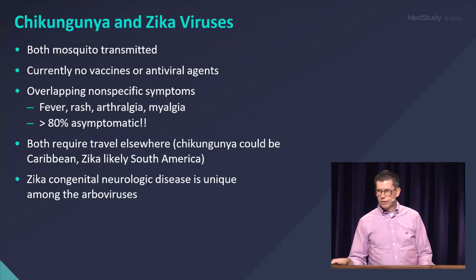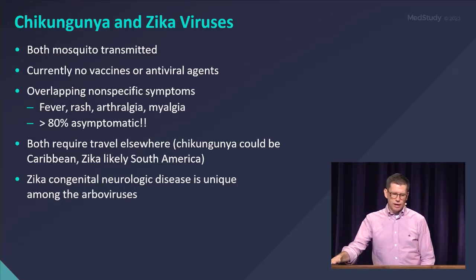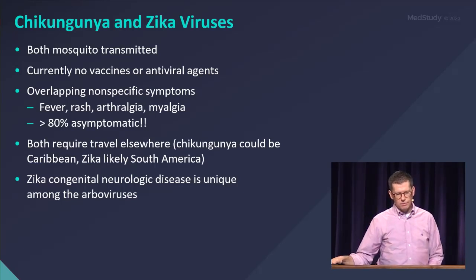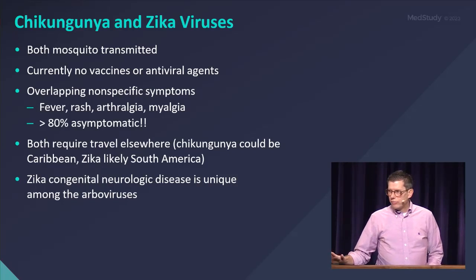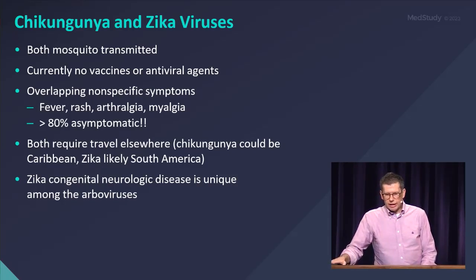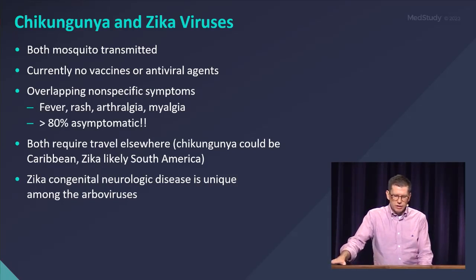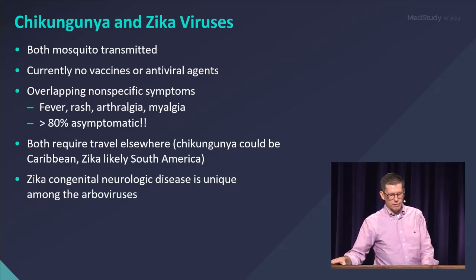So things that could be on your boards are chikungunya and Zika viruses that are both mosquito transmitted. No vaccines, no antivirals in place at the moment. There are nonspecific symptoms, oftentimes with arthralgia and myalgia especially, although most of the time they are asymptomatic. They're going to give you a travel history for these patients to think about chikungunya or Zika virus. Chikungunya is usually going to be somewhere in the Caribbean. Zika is going to be somewhere in South America.